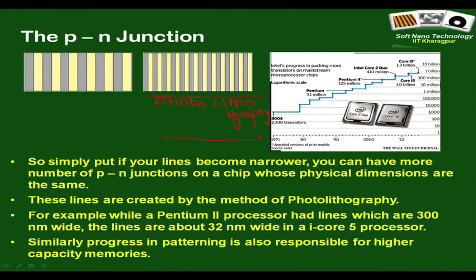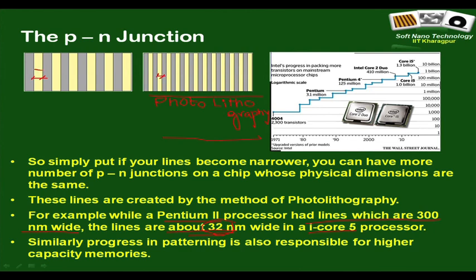For example, the Pentium 2 processor had lines which were 300 nanometer wide, right. So, let us say these are the domains, and each of the domains are sort of 300 nanometer wide, and this i5 core, in fact, the present state of the art is somewhere around 16 to 20 nanometer. The i5 core has 32 nanometer wide lines. So, here the line width has gone down to 32 nanometer.